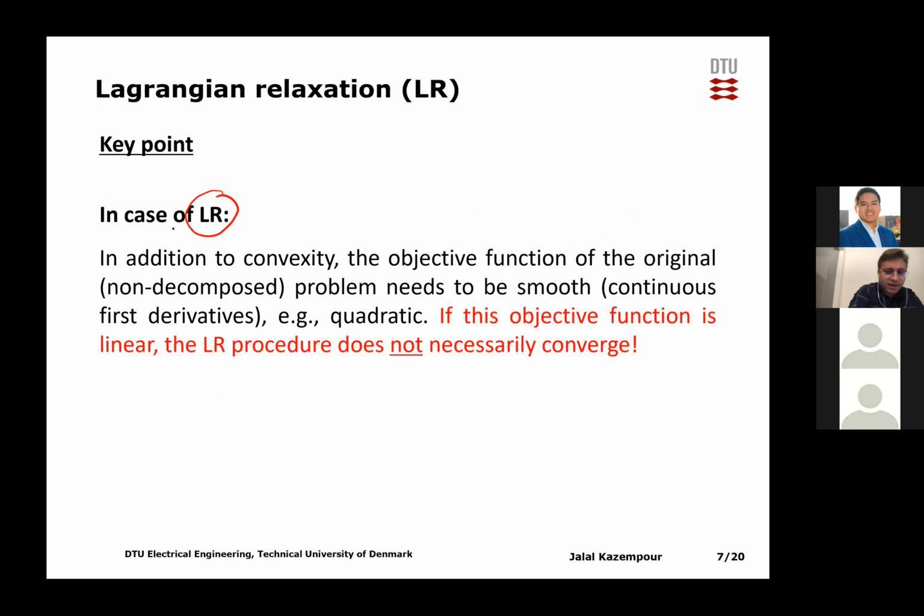In the case of Lagrangian relaxation, in addition to convexity, to guarantee convergence, the objective function of the original problem needs to be smooth or continuously differentiable. It means that we should have continuous first derivatives. In other words, the objective function needs to be at least quadratic, right? So if our objective function is quadratic while convex, then we have a guarantee of convergence to global optimality if we use LR.